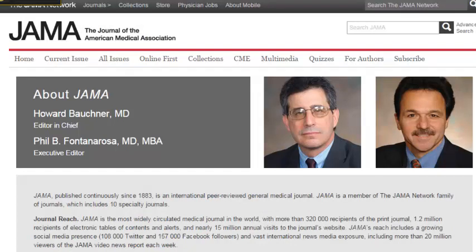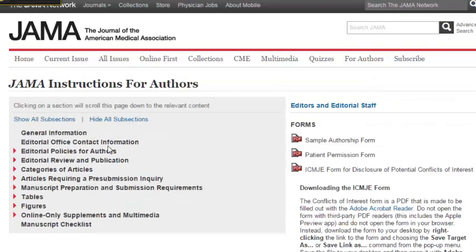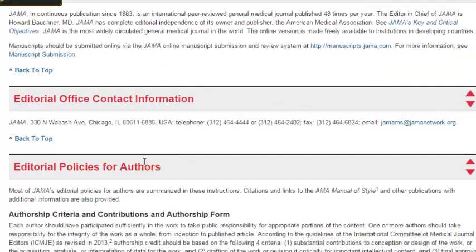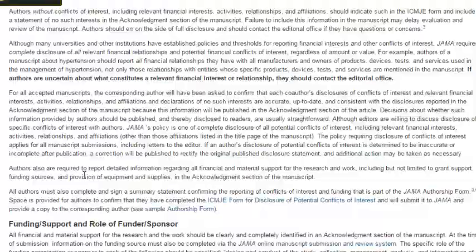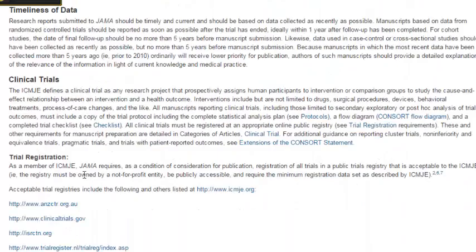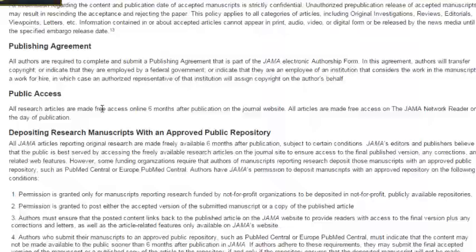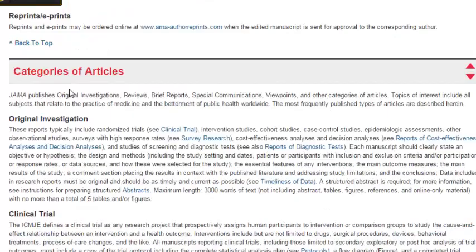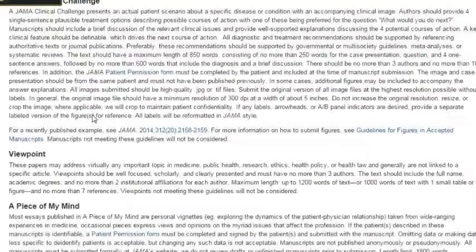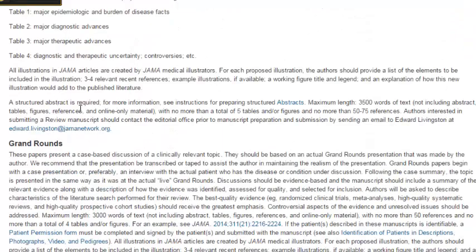But then we're also going to go back and check out the instructions for authors. So here we can see what the editorial policies are. There's a lot of information there: how timely it needs to be, what needs to be included, what should be left out, the peer review process and editing process, what types of articles they're looking for. So this one gets very, very detailed in the amount of information it offers about their publication process.